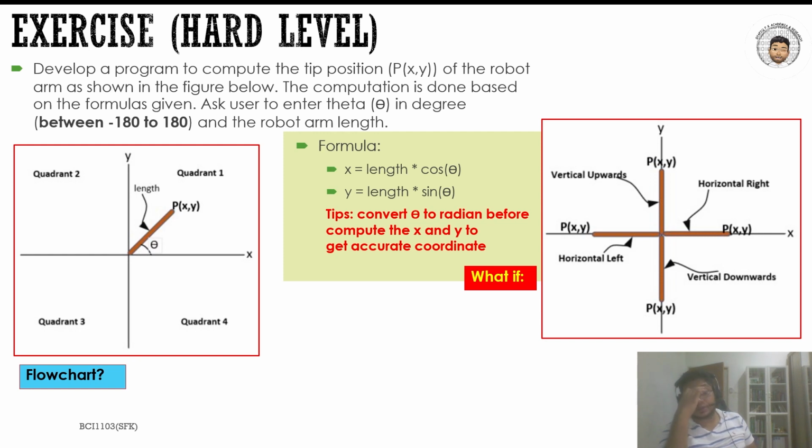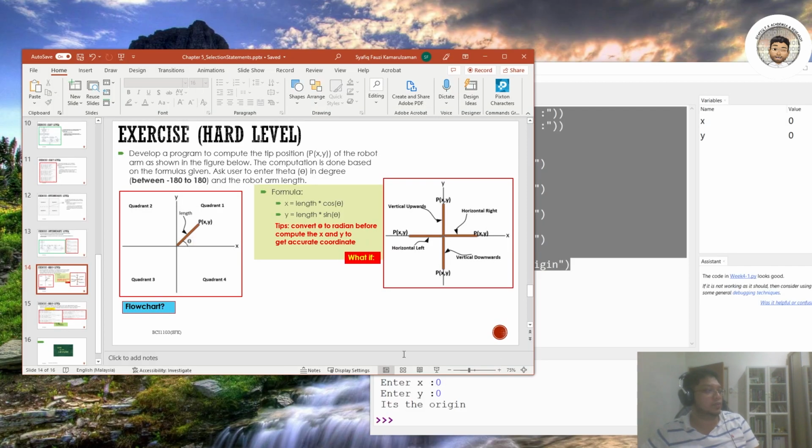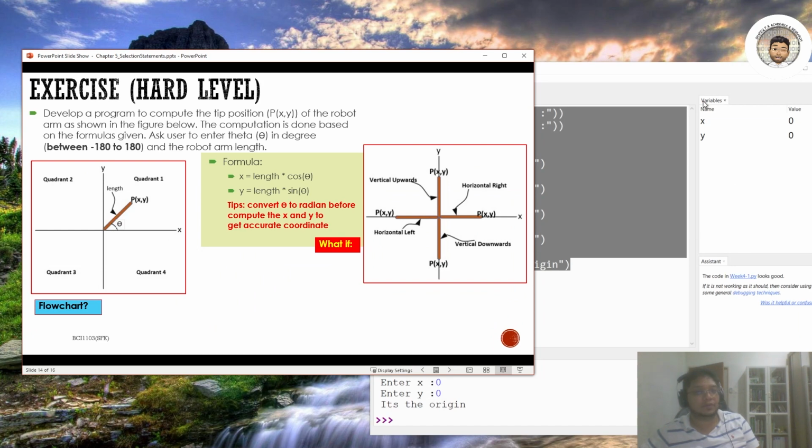You need to ask the user to enter the degree and also the robot arm length. This is a simple version of kinematics, actually mechatronics under robotics. Inverse kinematics, a simple one. So this one I will make smaller, so that I can demonstrate to you later.